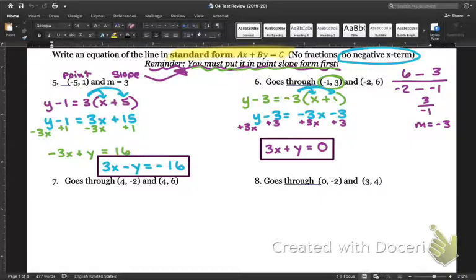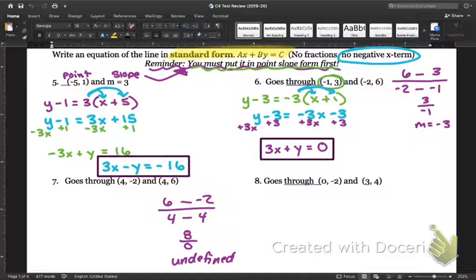All right, let's take a look at number 7. Number 7, we are given 2 points as well, so we're going to follow the same process as number 6. So first, find the slope. And then we run into an issue because we get an undefined slope. Now, we can't plug in the word undefined in the equation, we can still write it.